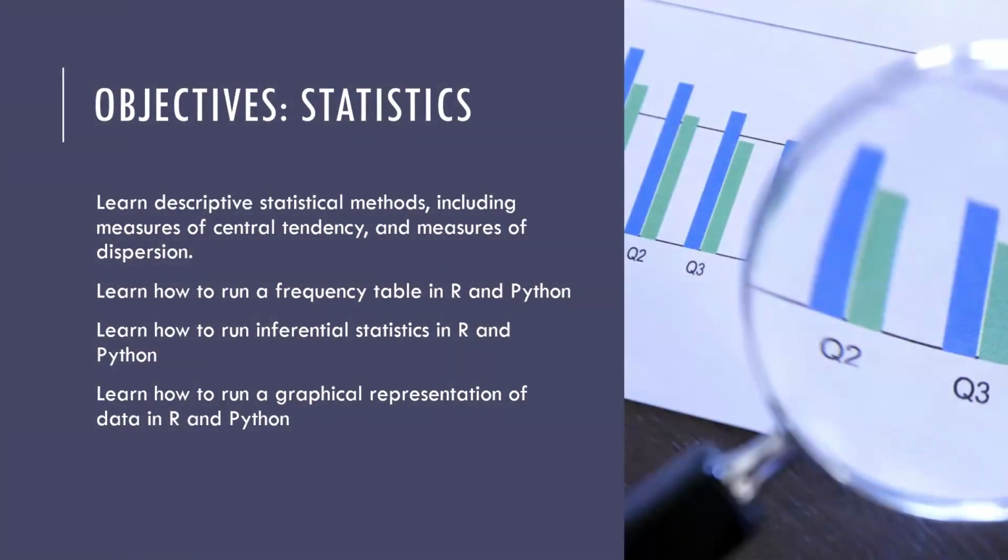The objectives of this session are to learn statistical methods, including measures of central tendency and measures of dispersion, for example mean and standard deviation, and to learn how to run a frequency table in R and Python. All of these are in the notes. These are examples, so whichever program you've selected to use, you can go back and run it in any of those programs.